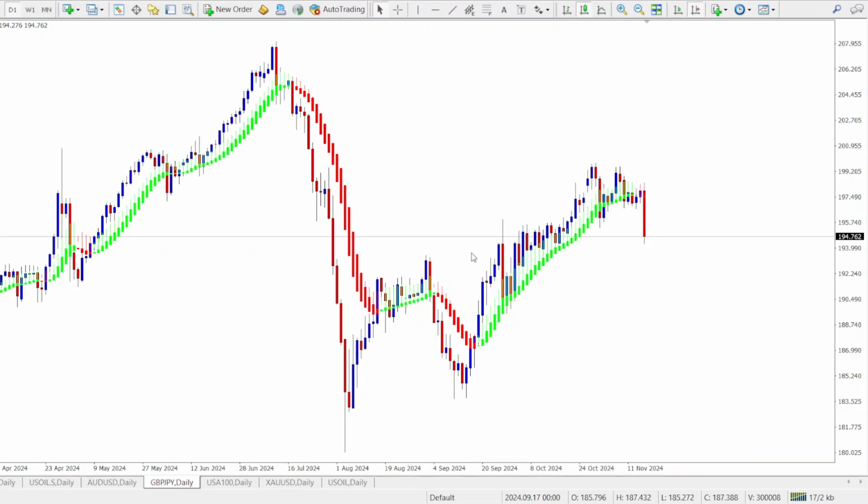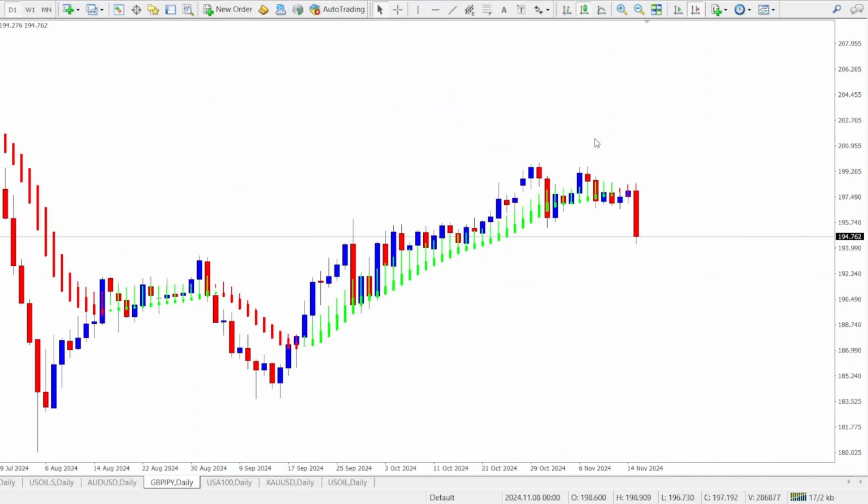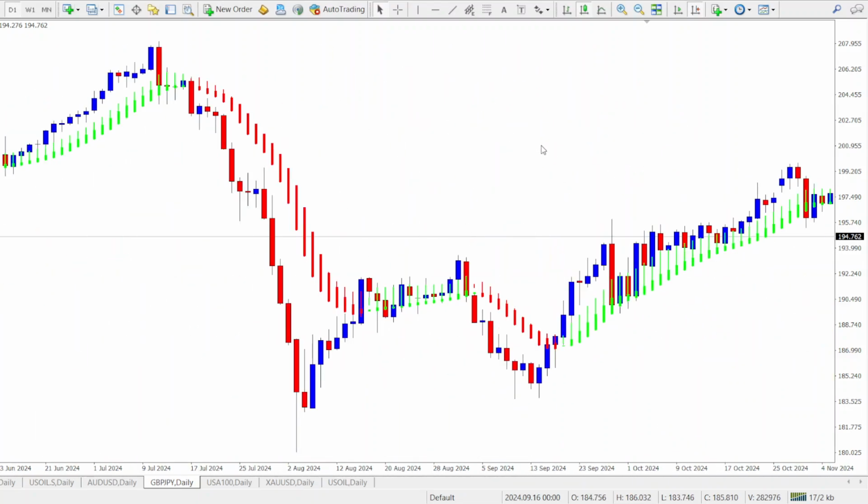So I already covered the basics of this indicator in a previous video. You might want to check it out. But in this particular video, we're just going to be discussing a strategy. We're going to be focusing on how to use this indicator and also combine it with any other indicator of your choice to form a good trading strategy. All right, now let us just get right into it.